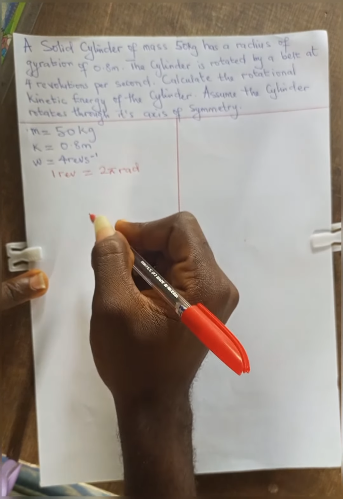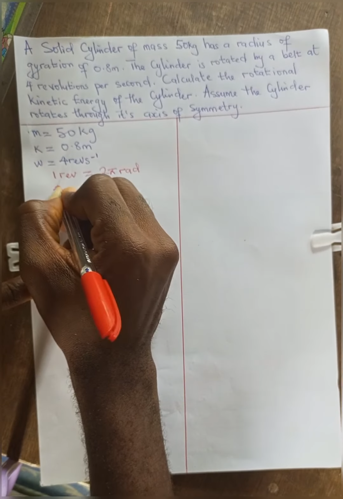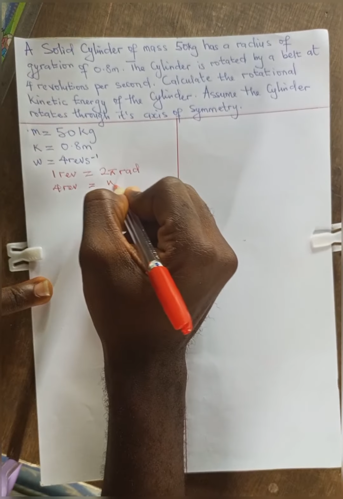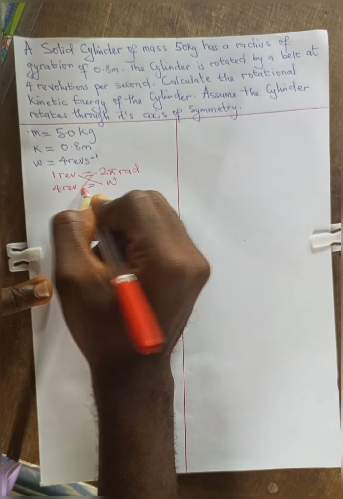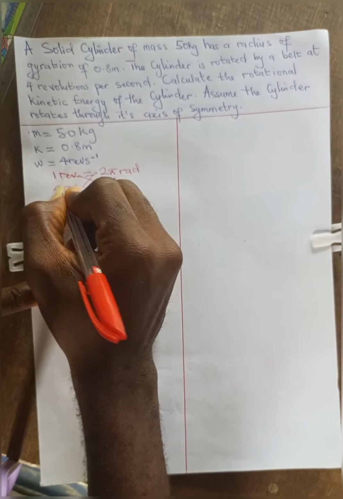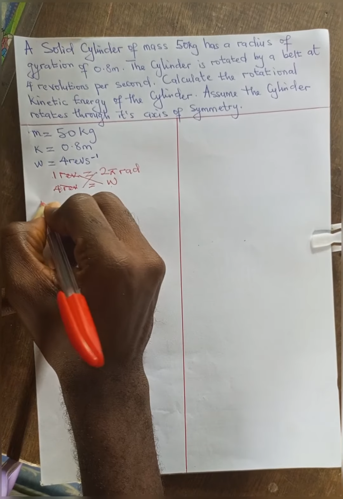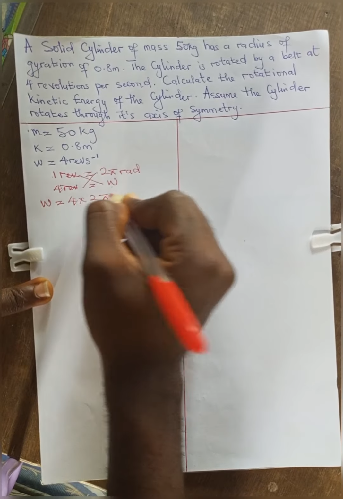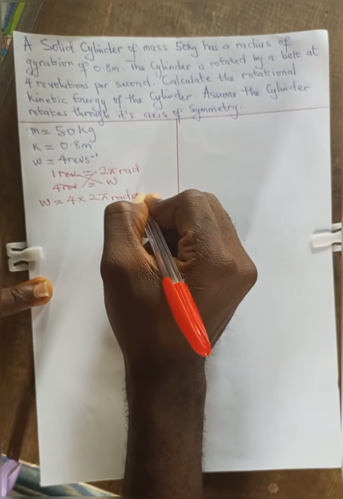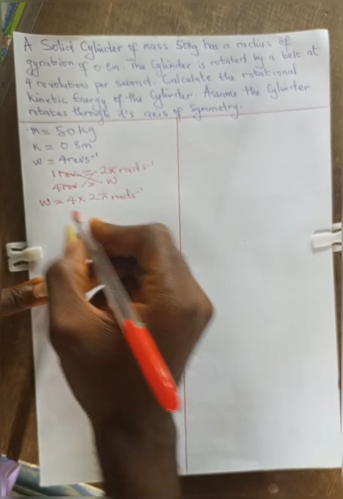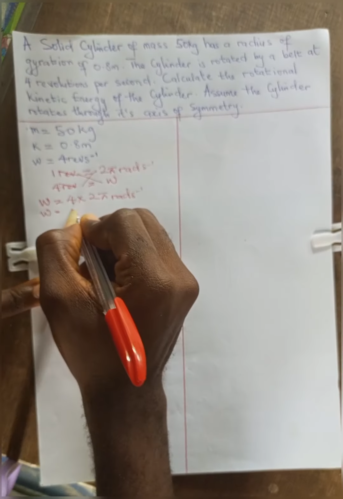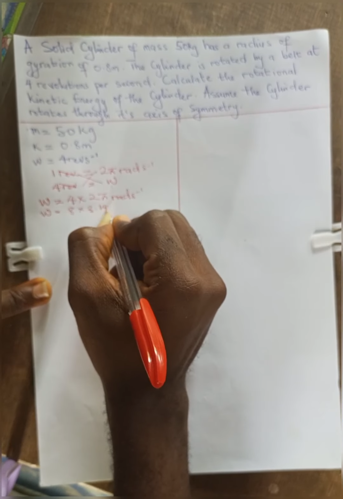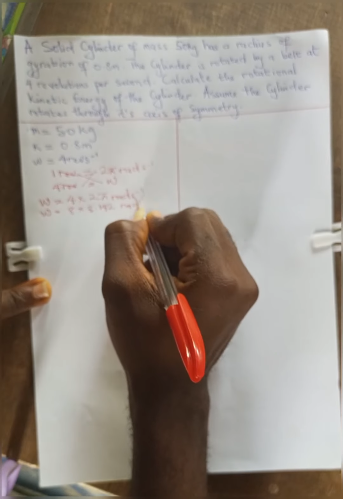Now if 1 revolution na 2 pi rad, which means say 4 revolutions go give us wetin? Make we denote am by omega. So we fit quickly cross multiply. This times this go give us omega. Then you get 4 times 2 pi rads. And so the omega go give us 4 times 2 na 8. Then you know say pi na 3.142. Then retain the rads.